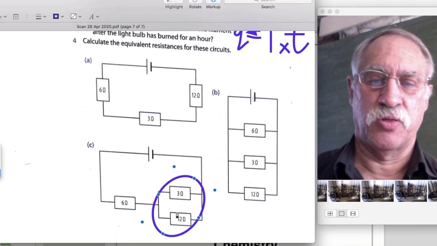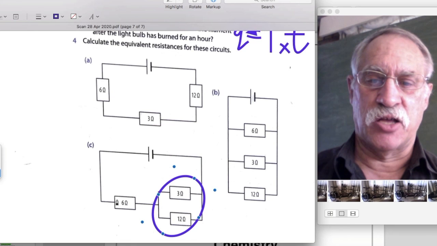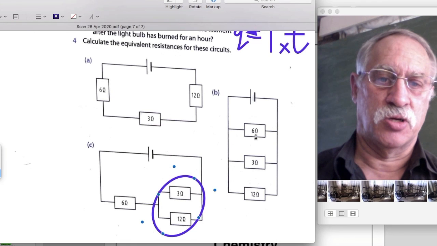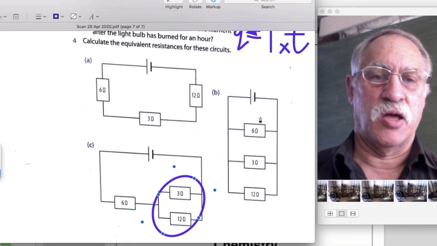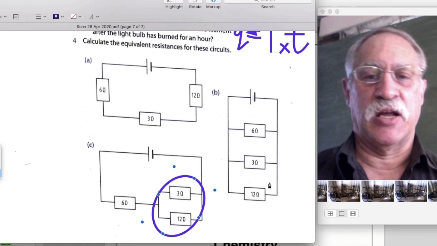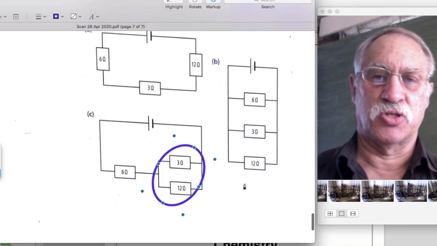1 upon 3 plus 1 upon 12. Type it into your calculator. You invert it by saying 1 upon your answer. Add that to that, you get your answer. And then you got 1 upon 6 plus 1 upon 3 plus 1 upon 12. And you add them on your calculator, then don't forget to invert it, 1 upon your answer, and then you will find the equivalent resistance for all those circuits.